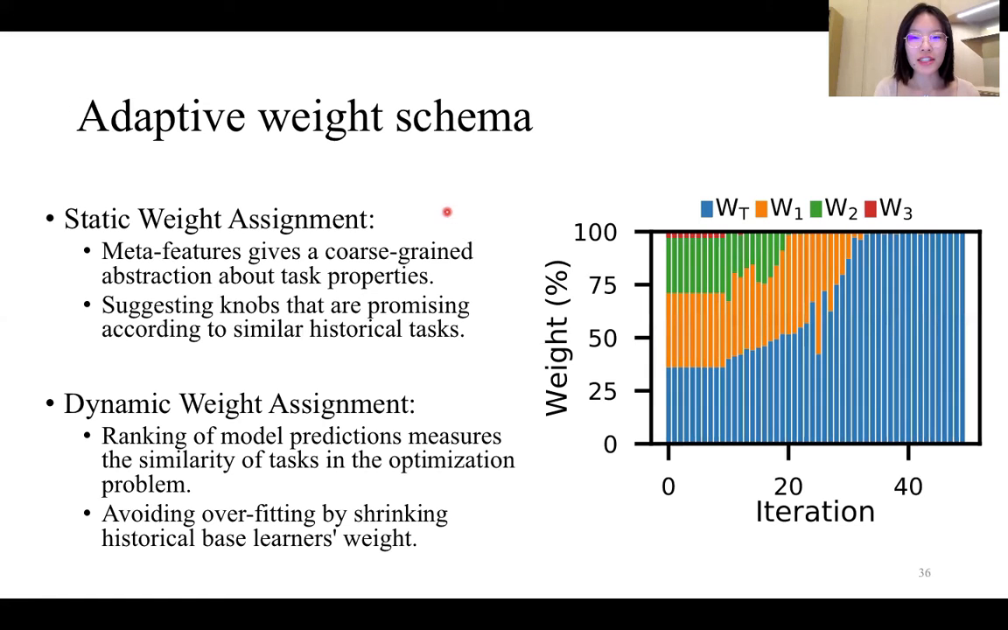During utilization, it's a common practice to boost optimization by sampling. However, we realize that the meta features generated by workload characterization can give a basic understanding of task properties. Therefore, using the static weight, the meta-learner can suggest knobs that are promising according to similar historical tasks. The dynamic weight measures the similarity of tasks in the optimization problem. As the right figure shows, the historical base learners' weights W1, W2, W3 shift, thus avoiding overfitting.